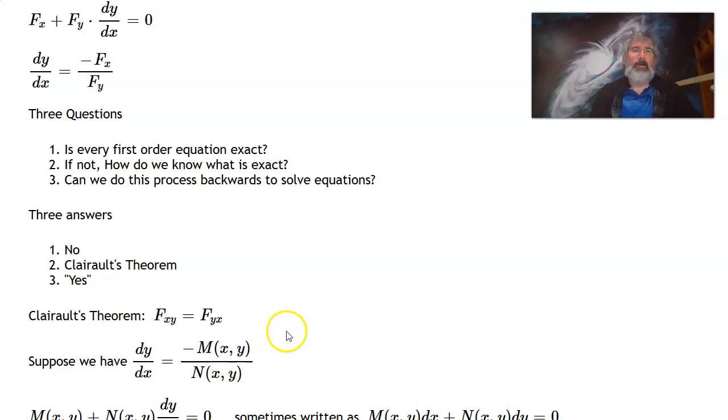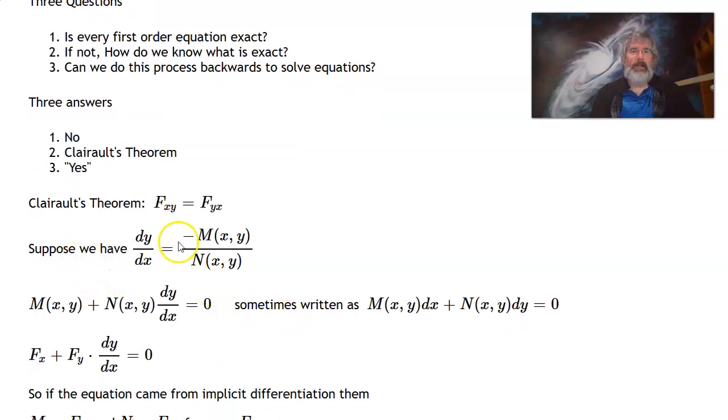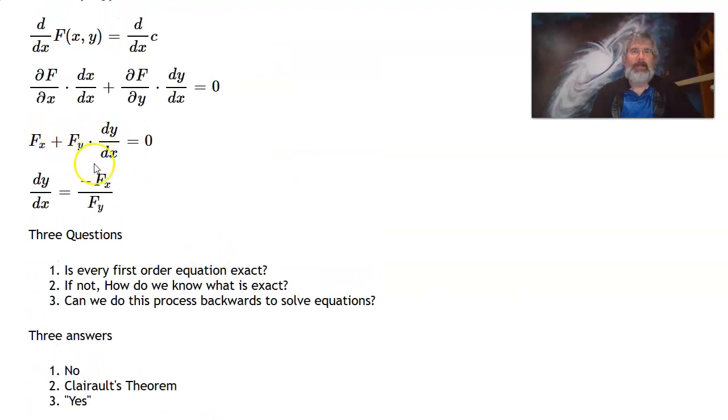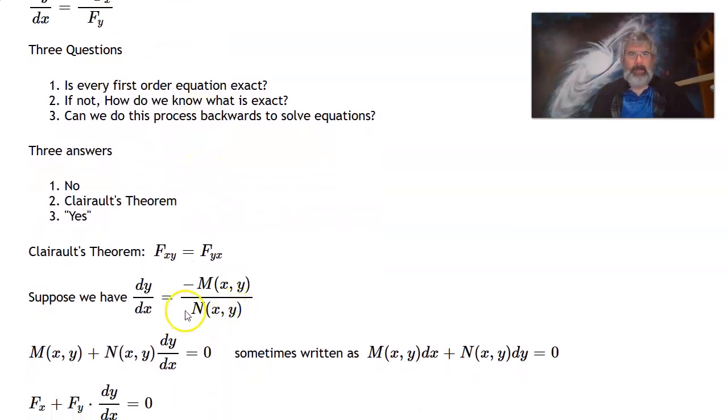Okay. So if we've got a differential equation that looks like this, dy/dx is equal to some function of x and y over some other function of x and y, and I'm just choosing to call the numerator negative M and the denominator N of x, y, because of what I'm about to do. We want to check to see if we could have gotten it from implicit differentiation. So I'm going to try to get it to look like this thing right here. What I'm going to do is multiply both sides by that denominator N, and then add the M to the other side.